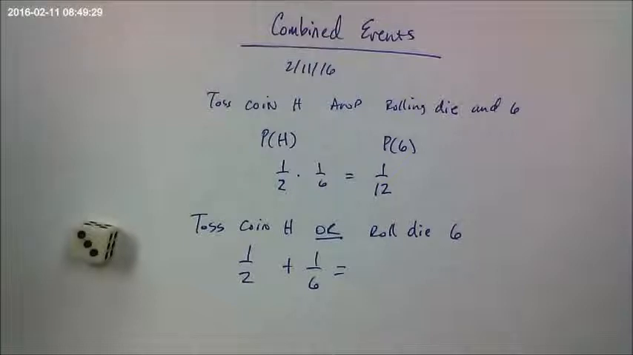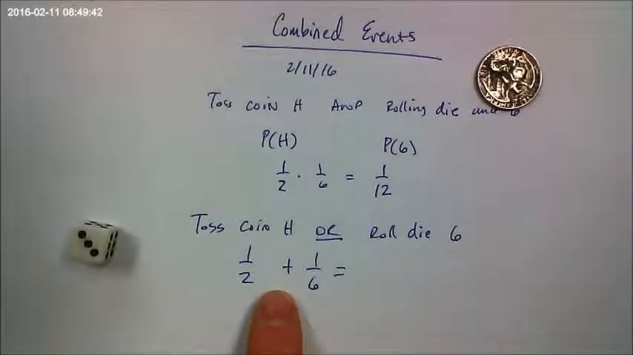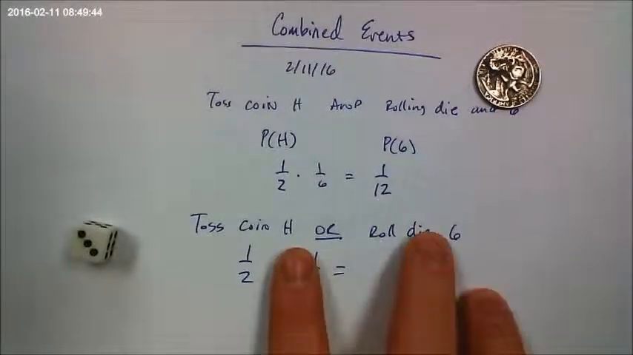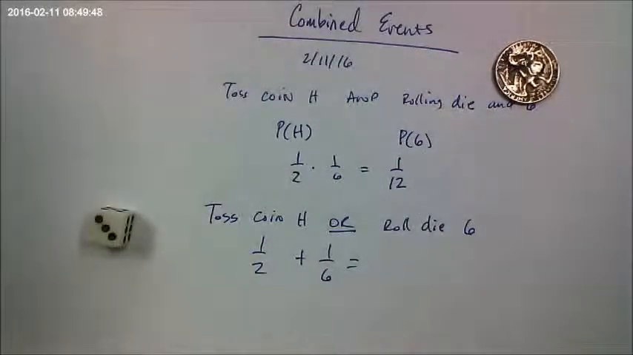So, there's the coin. There's the dice. I want to make sure I understand your question correctly. Why are we adding? Why don't we just say it's 1/2, or maybe why don't we just say it's 1/6? The reason is because either one of those things can happen, and it's fine.